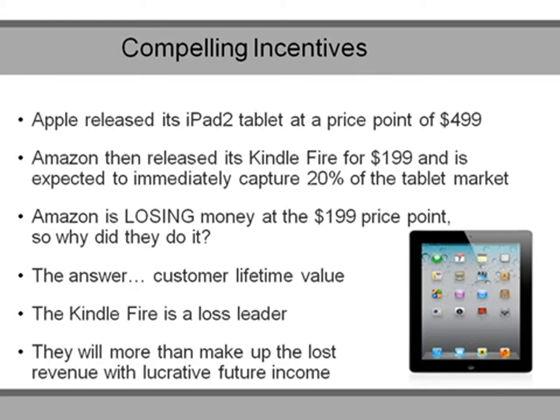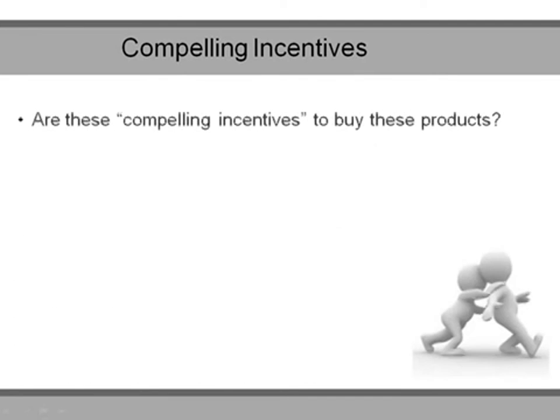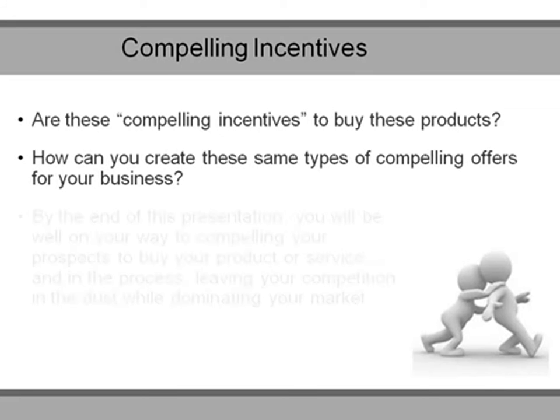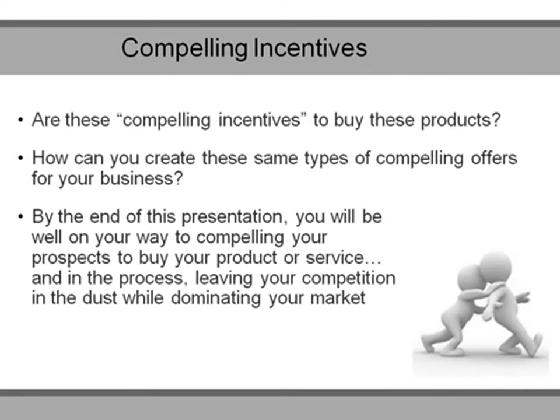But here's the point. Is that free toy, the 2-for-1 infomercial special, and the $199 price point for the Kindle Fire a compelling incentive to buy these products? You bet. So, how can you create these same types of compelling offers for your business? By the end of this presentation, you will be well on your way to compelling your prospects to buy your product or service, and in the process, leaving your competition in the dust while dominating your market.